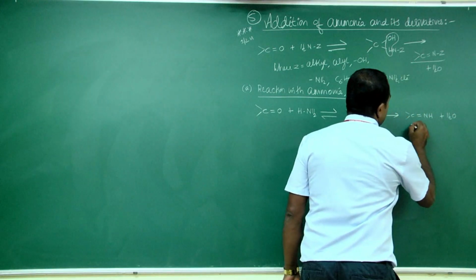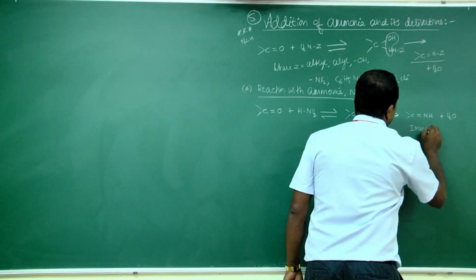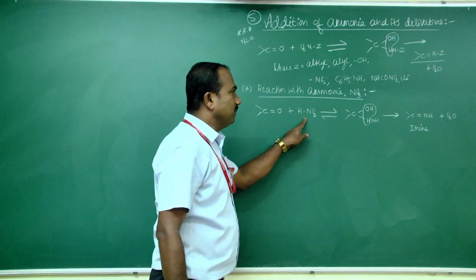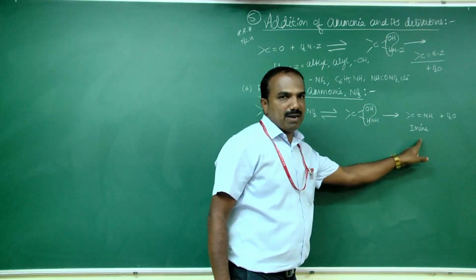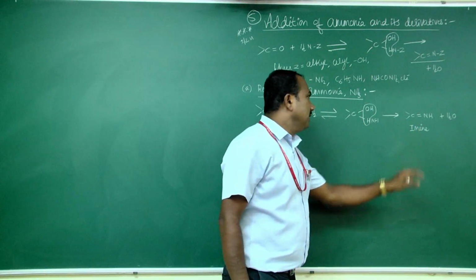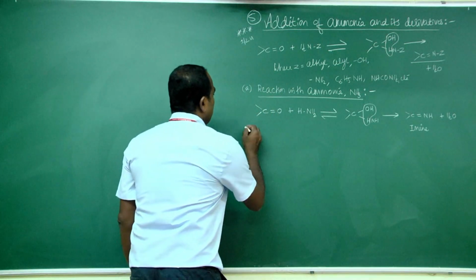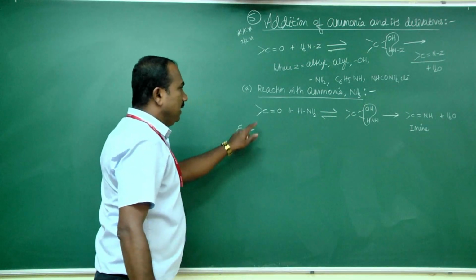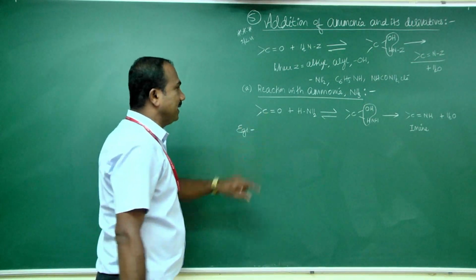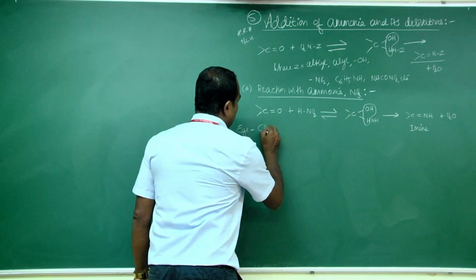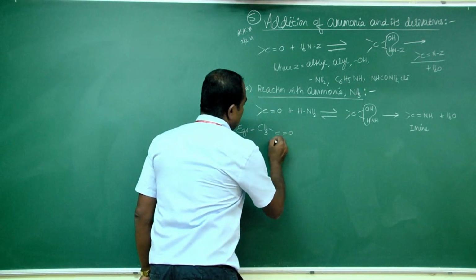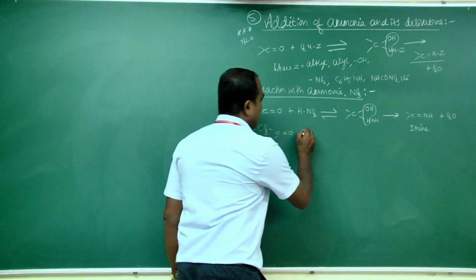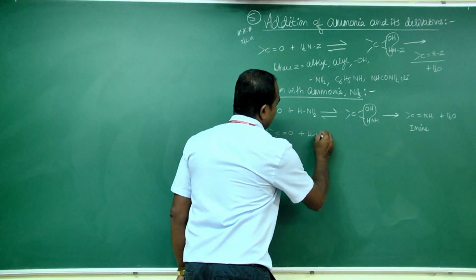The product formed is called imine. So imine is formed when carbonyl compounds react with ammonia. The final product formed is imine. This is called imine. Okay. So we are going to study examples for this reaction. Examples: if you take a carbonyl compound, that is an aldehyde, take acetaldehyde, CH3CHO. This is acetaldehyde, CH3CHO. Acetaldehyde reacts with ammonia.